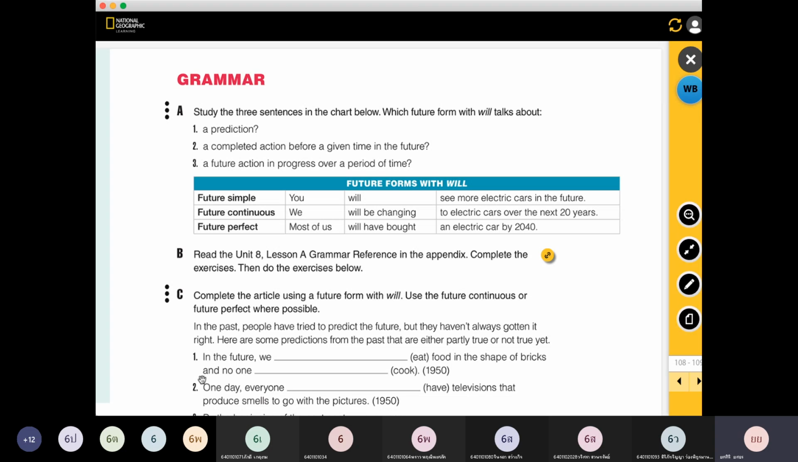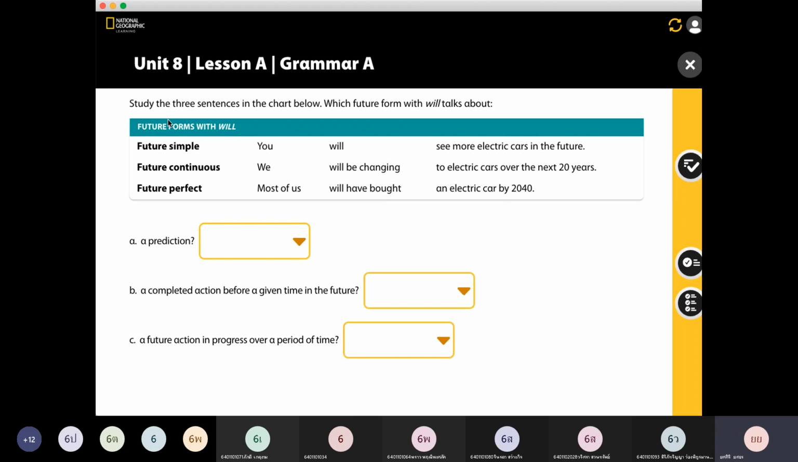Do you know anything about these 3 tenses? So just to give you some ideas, what do you think about these 3 things, like 1, 2, 3 here? Which tense could be prediction? Which tense could be a completed action? Or which tense could be a future action?